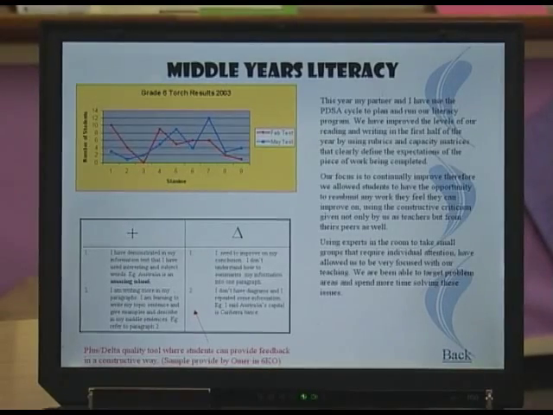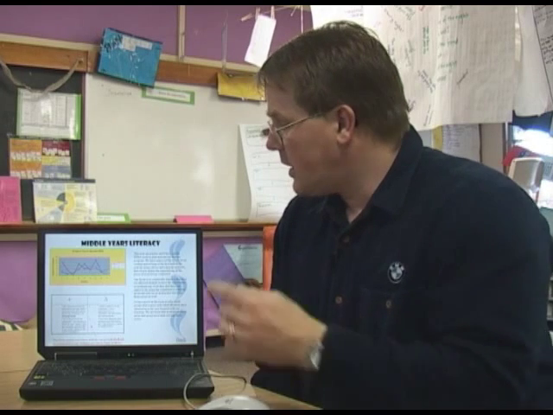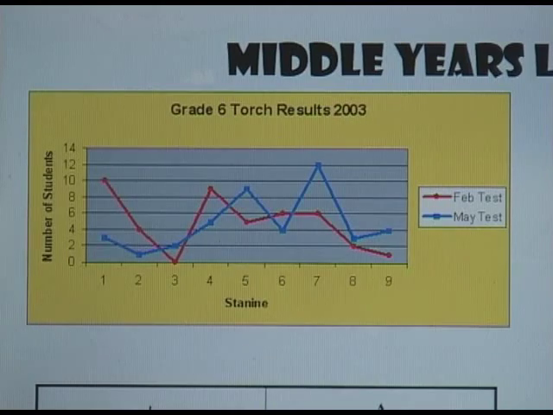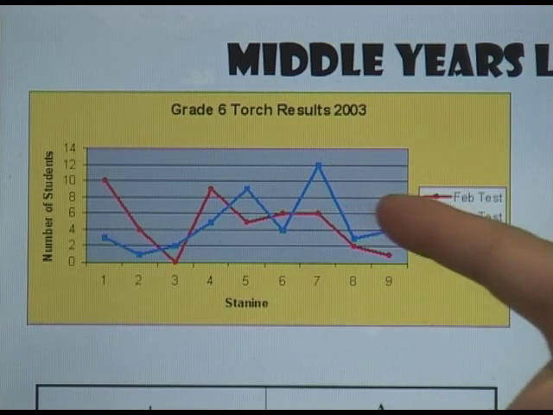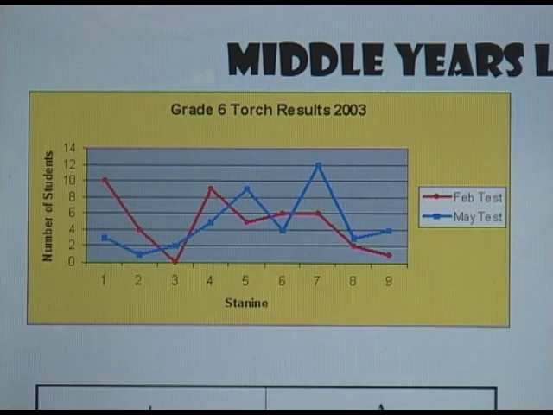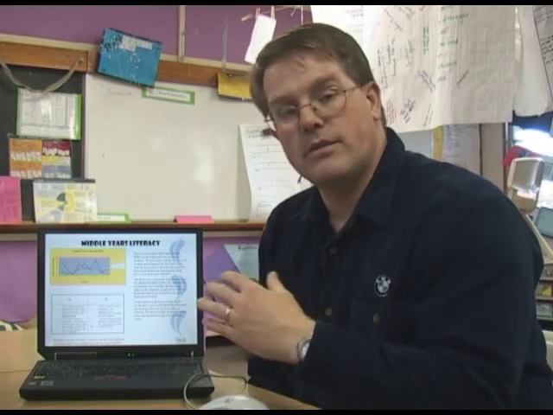This is my middle years literacy page, and as you can see on the graph it demonstrates how my kids have progressed through the year. The red line on the top graph indicates the February torch test, and you can see that a lot of my kids were towards the lower half of the scale, below 5. In the May test, you can see there's been a marked improvement towards the top end of the scale, and now most of the kids are above that same level. What we're hoping to do in the next test in August is produce another overlay of the graph, and it will show how the kids have improved.